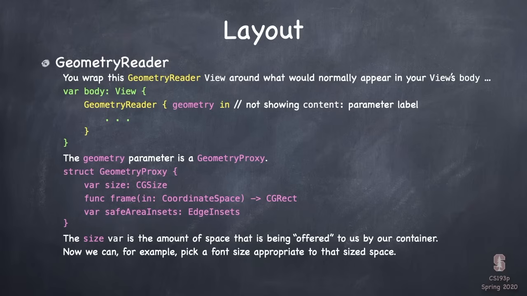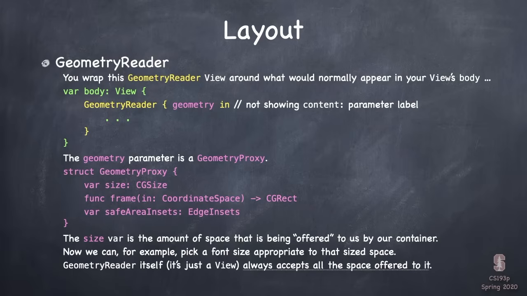And you can use that size. It's in points, and of course font sizes are in points, so it's going to be pretty easy for us to pick a font size that fits nicely in that size. You see some other things here, like the frame is actually not only the size, but it's a rectangle where we are in a certain coordinate space, like our parent's coordinate space or the global coordinate space we can even look at if we like. And I'm going to talk about the last one there, safe area insets, on the next slide.